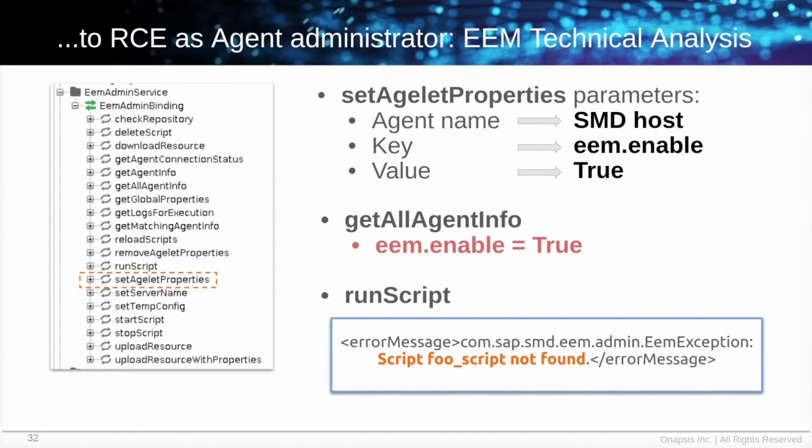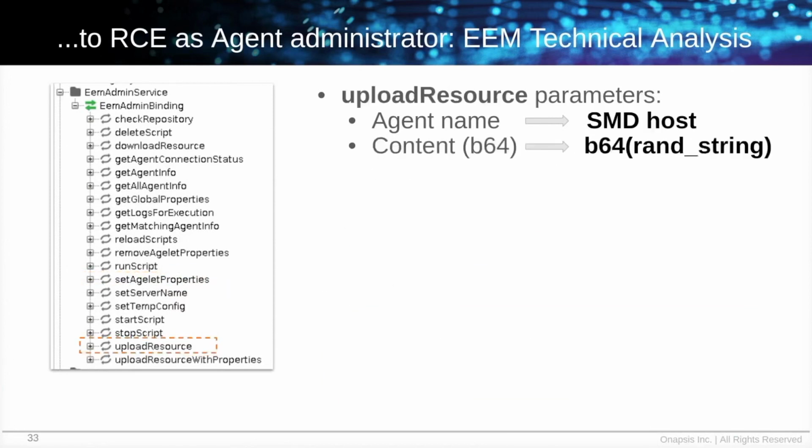At this point we realized, okay, we know how to run scripts now. The point is that we should try to upload our custom script. So how do we do that? We went through the methods again and found one called uploadResource. uploadResource again asks for two parameters, the SMD host again, and also the content of the script. So this means basically that we have to upload what we want to be executed.